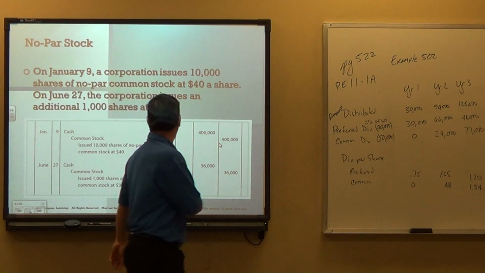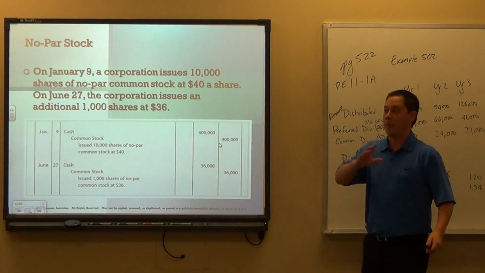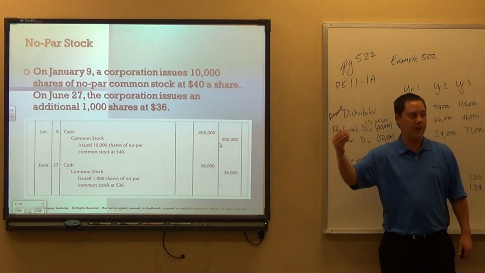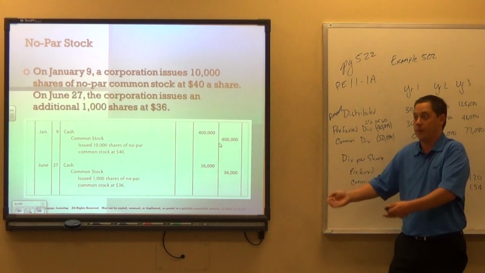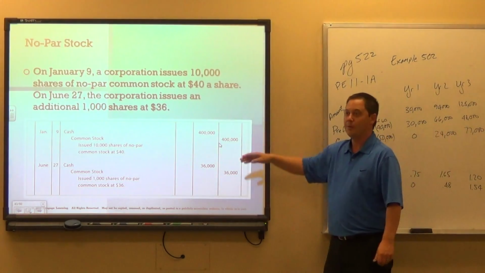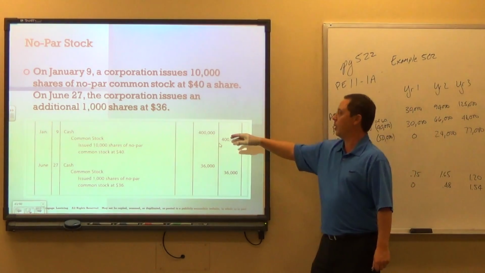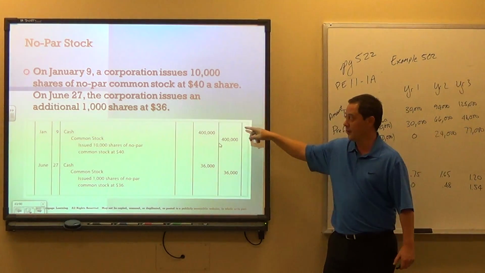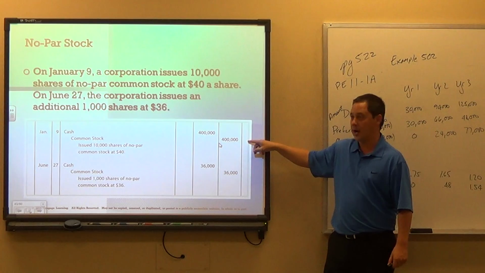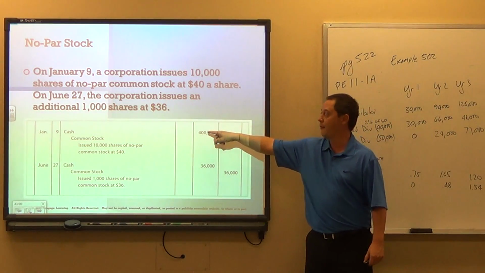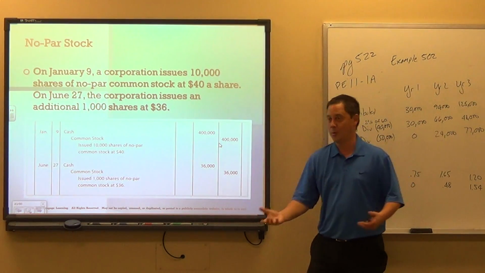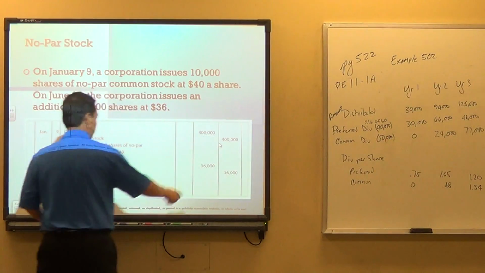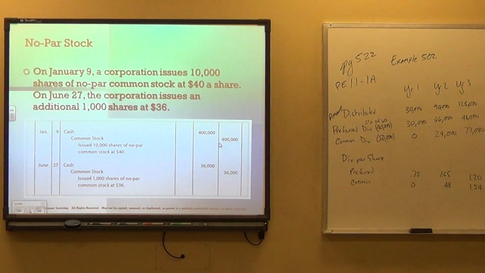So in here, since we have no par, we just put all of it in common stock, because there's no additional paid-in capital above par. So everything goes into common stock, which makes it a lot easier. We just have the $40 a share times the 10,000, so we get 400,000 in common stock, and then we have 400,000 in cash that comes in. And similarly with this one here, we get 36,000 coming in. So we have cash here, the common stock.